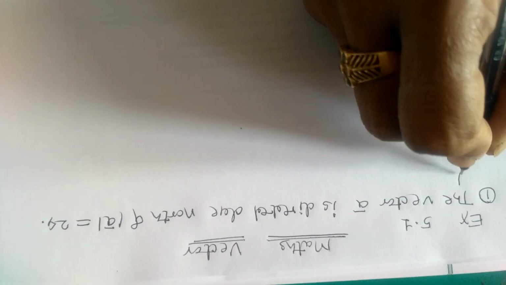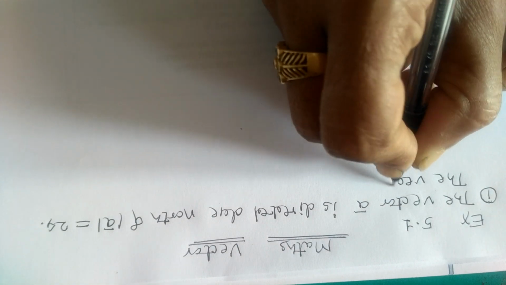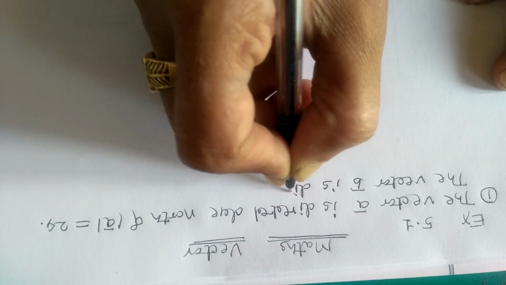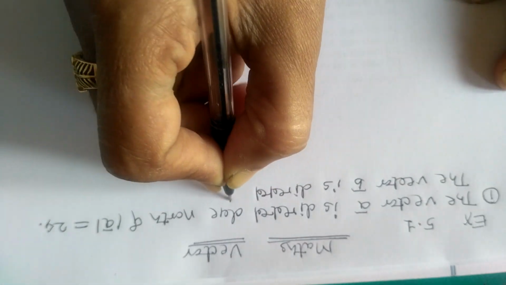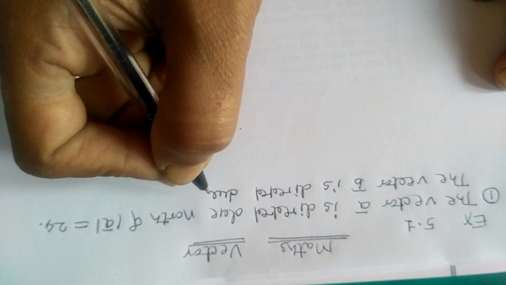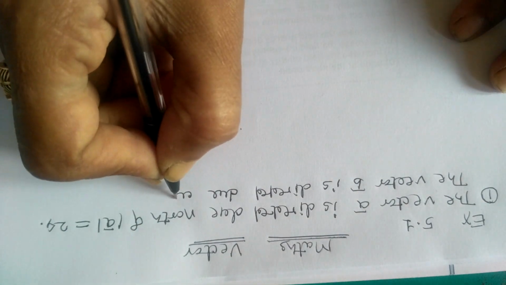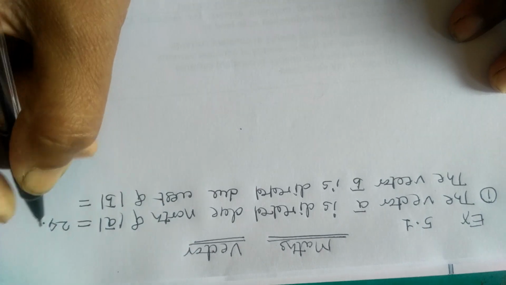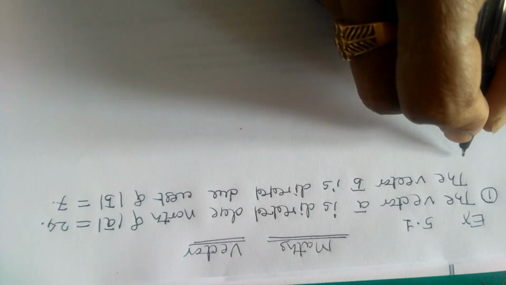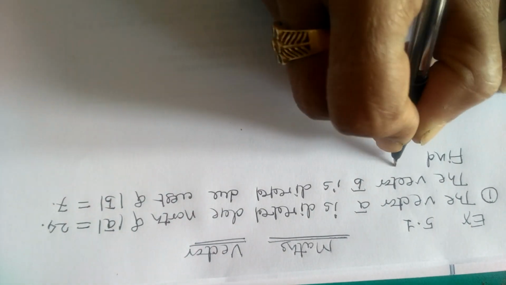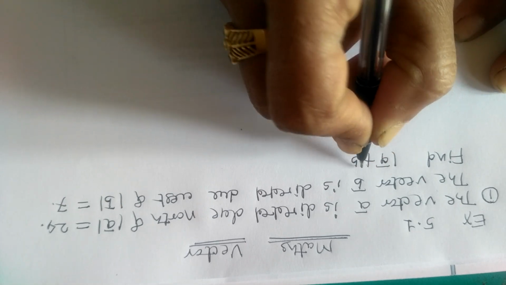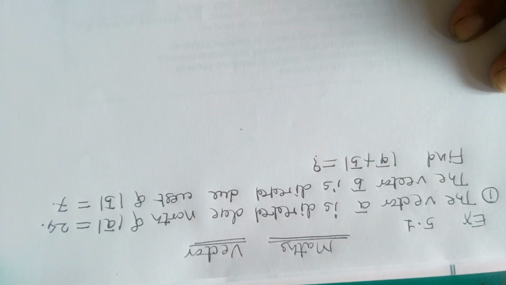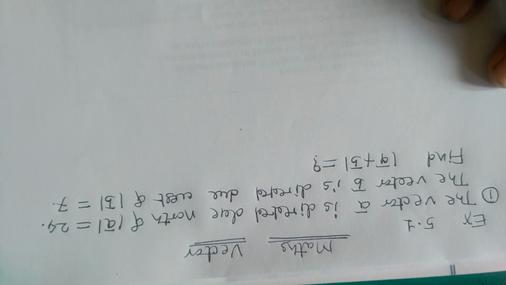Again, the second point is given for the vector b bar. The vector b bar is directed due west and its magnitude is given, which is equal to 7. So we have to find the vector with the magnitude a bar plus b bar. We have to find the magnitude of vector a bar plus b bar.